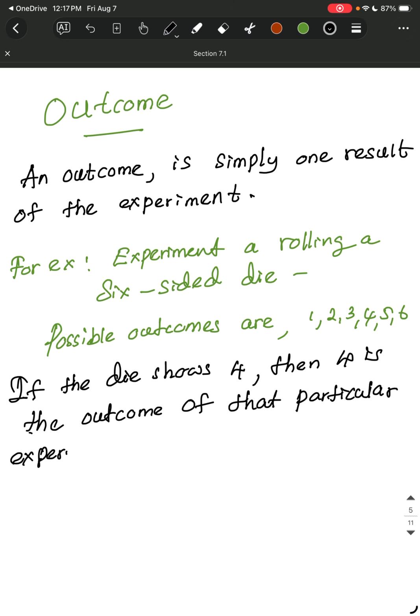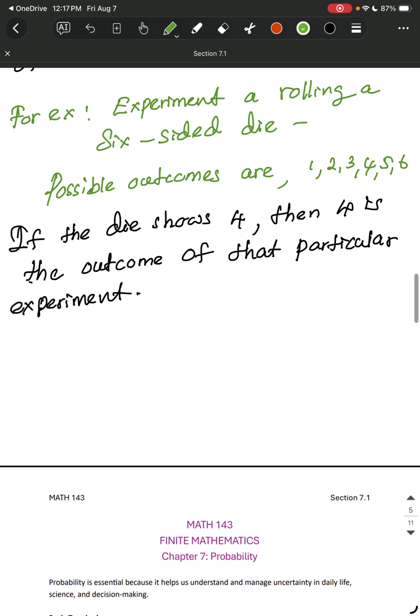Then for a coin toss, the outcomes could be head or tail. If the first coin toss shows head, then head is the outcome of that particular experiment. Okay, then next, we want to know a sample point.